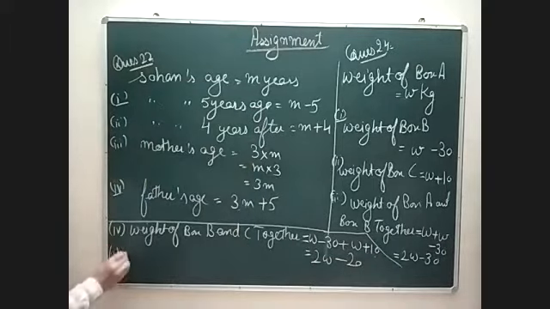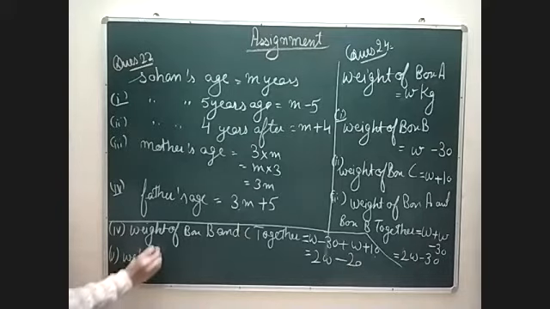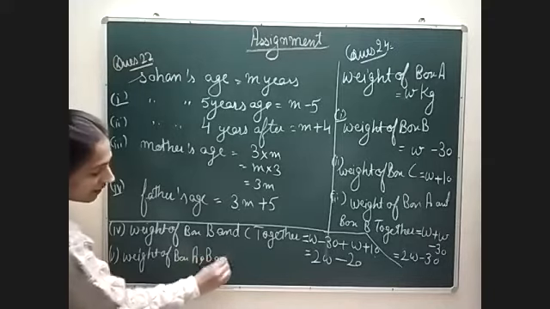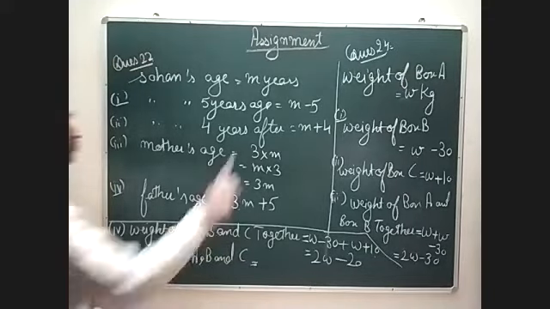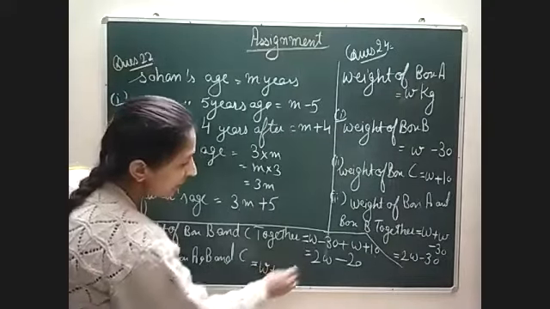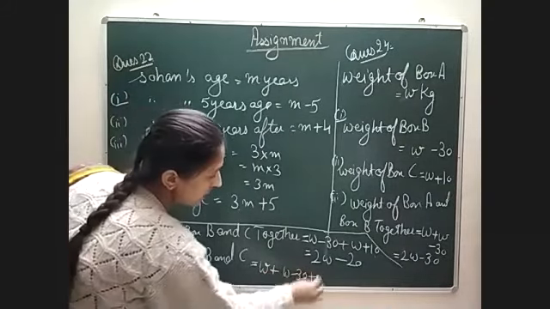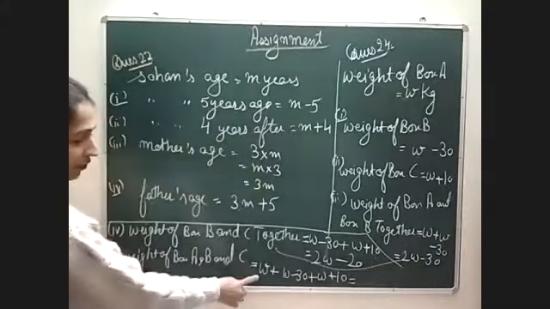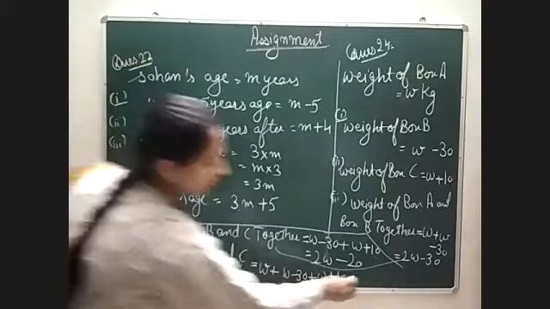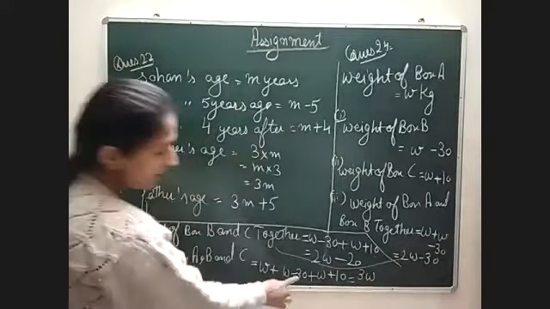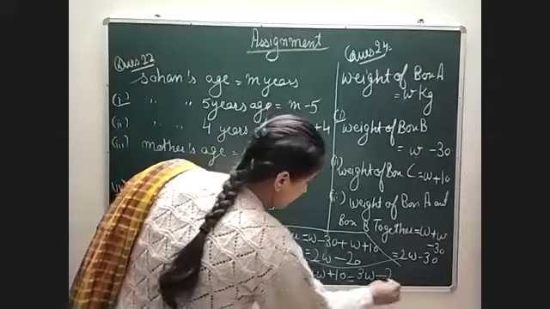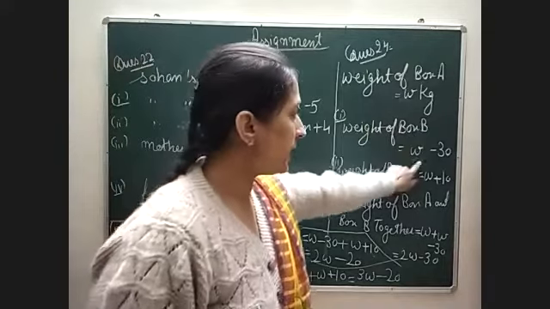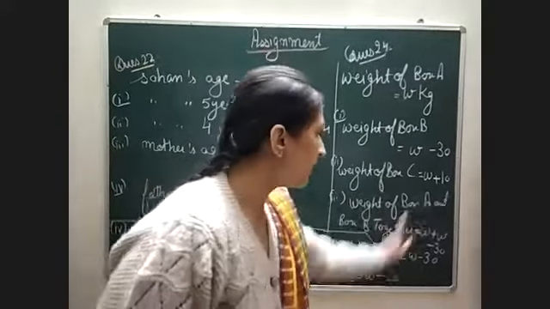Part 5. Weight of box A, B and C together. For A it is W, for B it is W minus 30, for C it is W plus 10. So what will be the answer? 1 time W, 2 times W and 3 times W. It is 3W minus 30 plus 10. It is minus 20.